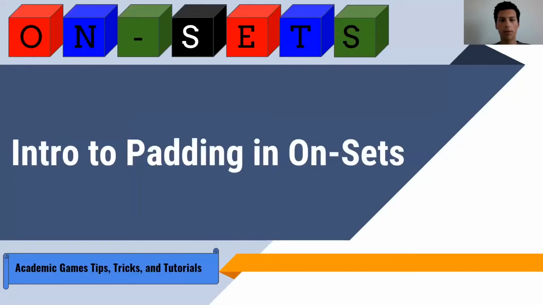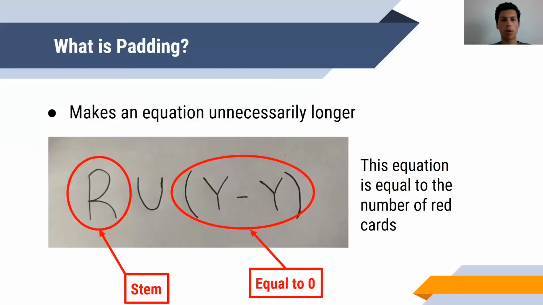This video is going to cover padding and onsets, and padding is a type of strategy. So what is padding? Padding makes an equation unnecessarily longer. For example, if we have red or yellow minus yellow, yellow minus yellow is equal to 0, and then red or that just leaves you with red. So this equation is equal to the number of red cards. Basically, this expression here didn't change the set.